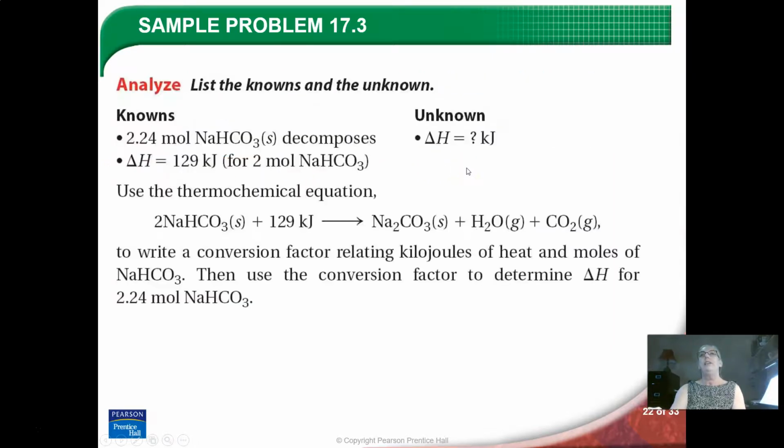We have to figure out the balanced equation first. So here's the reaction. We have this on the left side, and we're making these products. It's saying that it takes 129 kilojoules for every 2 moles of this, so we have to put energy on this side. If you see energy on this side, it's endothermic. If you see it written not here but over here, it's going to have a plus sign.